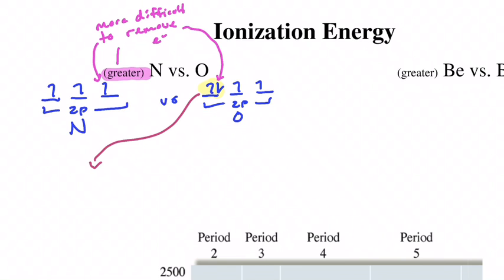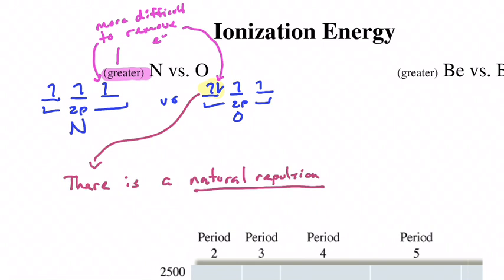Because of that single pairing of electrons, there is a natural repulsion. I'm going to underline that and highlight it. I'm giving you the keys to the kingdom here on every one of these problems.